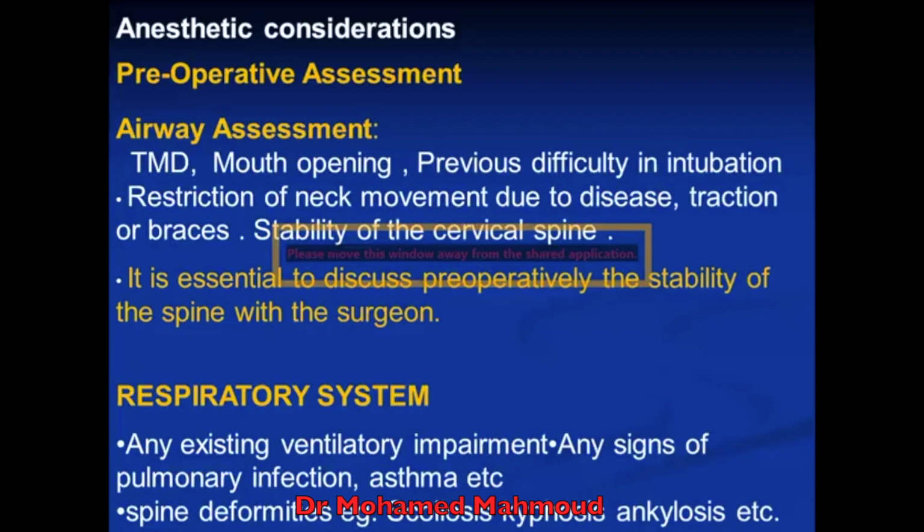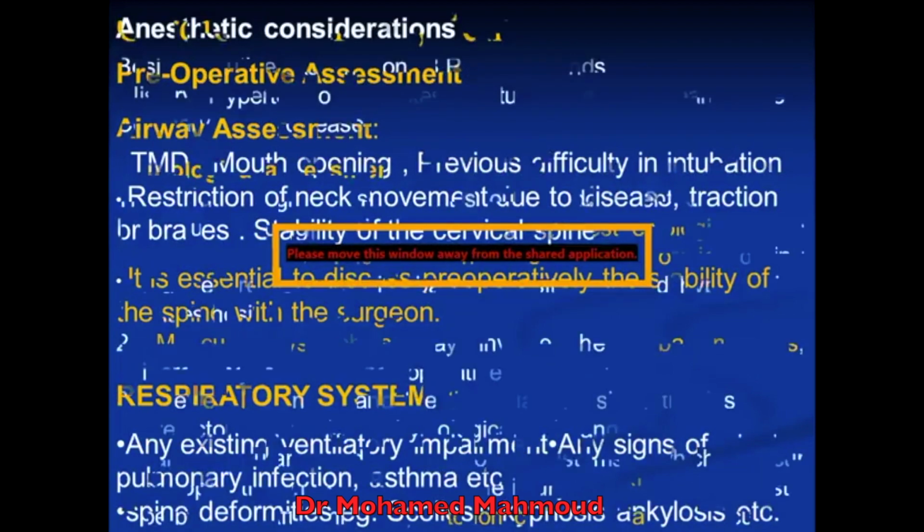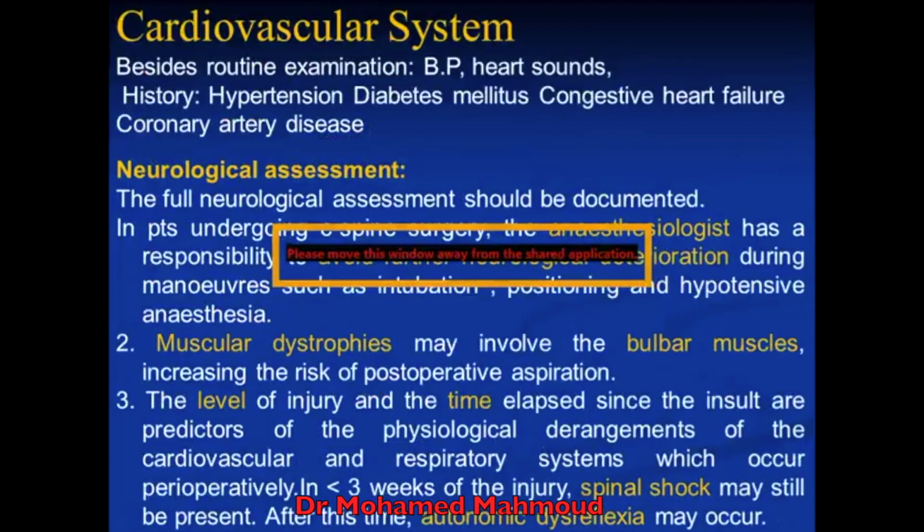We should go to the respiratory system. If there is any ventilatory embarrassment before, like pneumonia or asthma, any spine deformities like scoliosis or kyphosis. Cardiovascular system: routine examination, blood pressure, heart rate, routine history, if there is any history of hypertension, diabetes, congestive heart failure, or myocardial infarction before. Neurological assessment is very important for the anesthetist before spine surgery. The full neurological assessment should be documented.